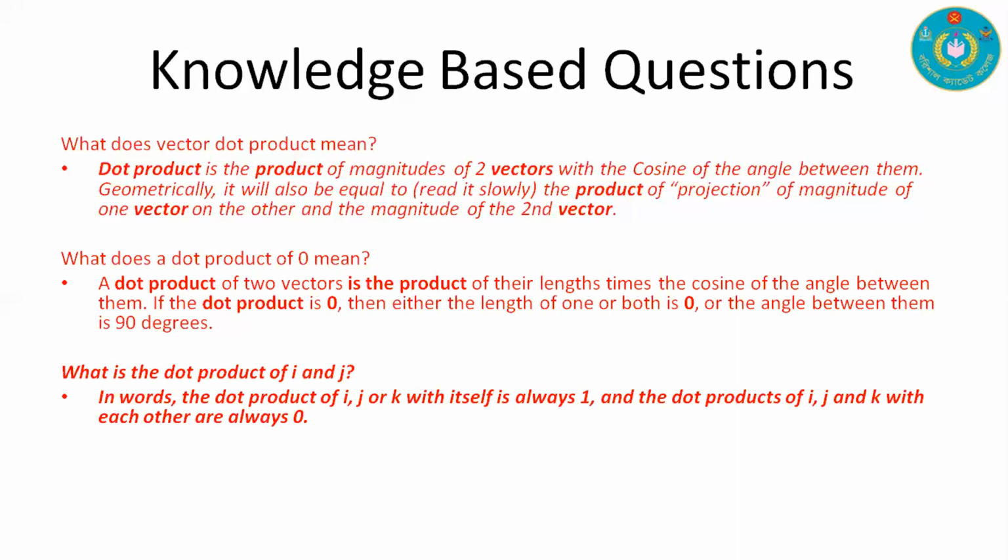What is the dot product of i and j? In words, the dot product of i, j or k with itself is always 1, and the dot product of i, j and k with each other is always 0.